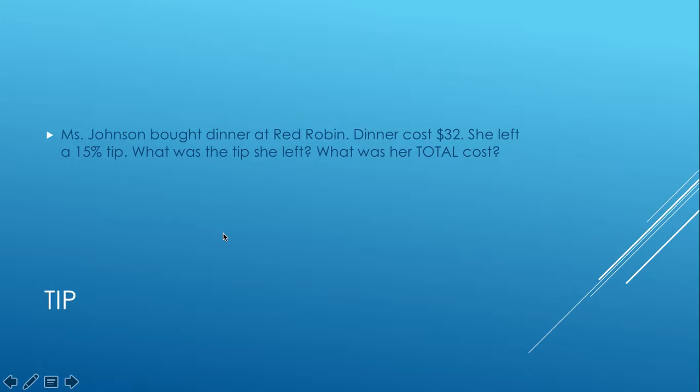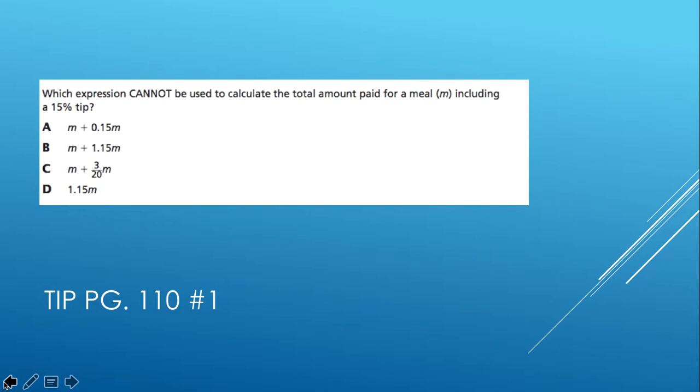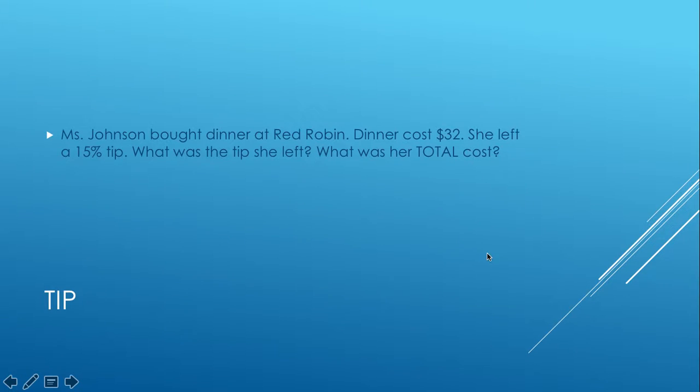Again, this is lesson 12 from our Ready book. I'm going to try and write here, I hope it'll write on here. It says Miss Johnson bought dinner at Red Robin. Dinner cost $32, and she left a 15% tip. What was the tip she left? Then what is her total cost?